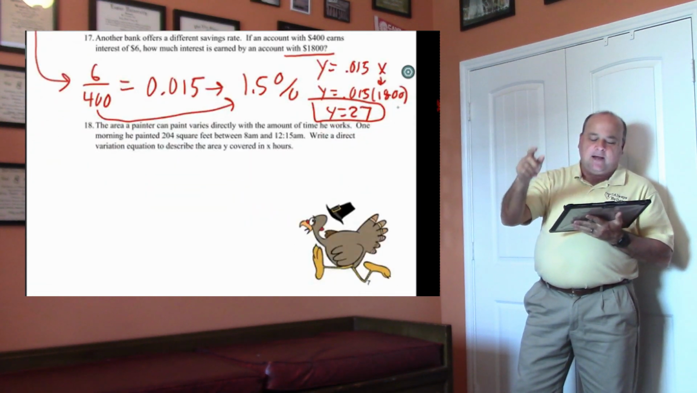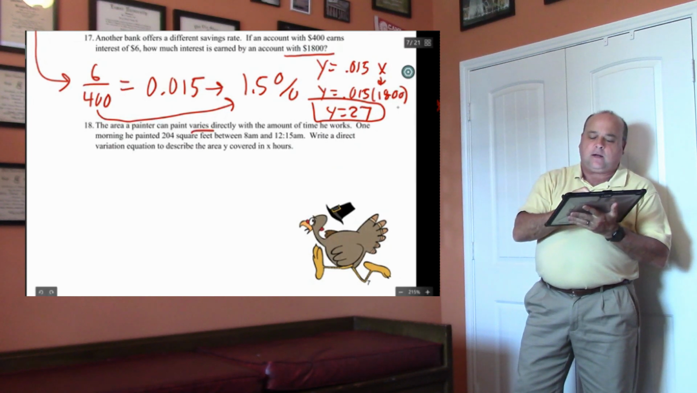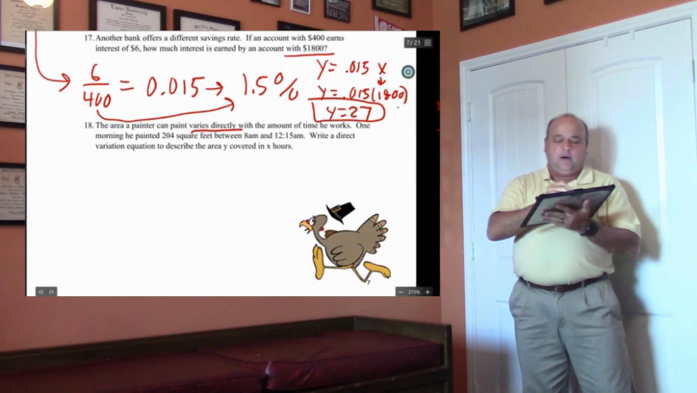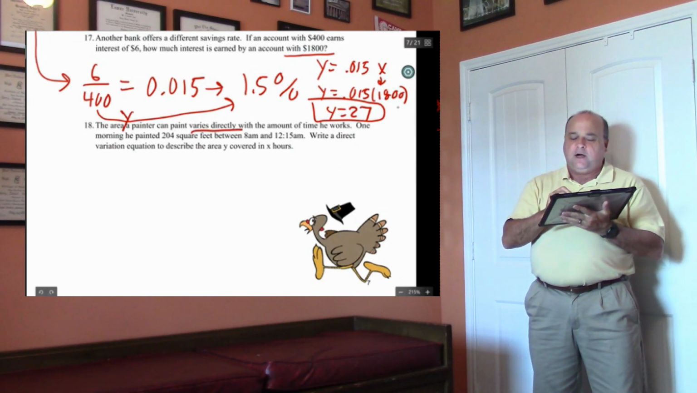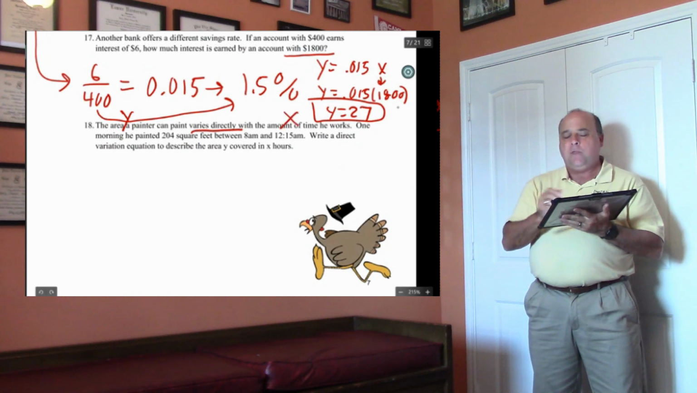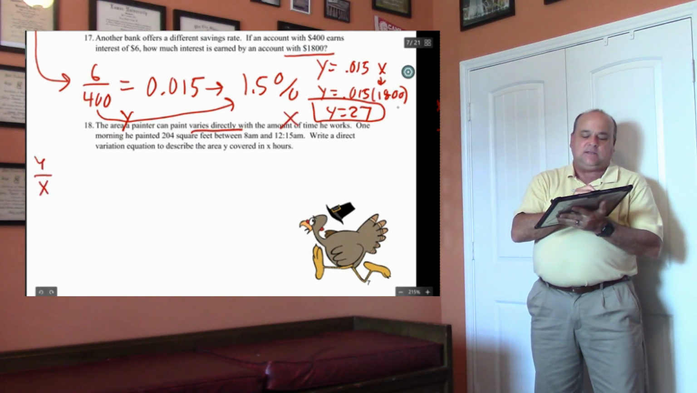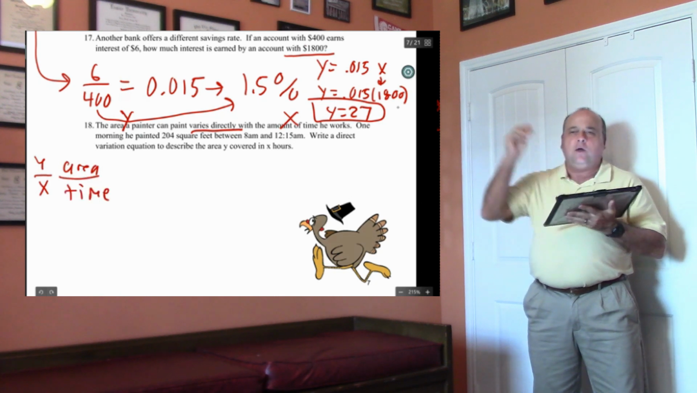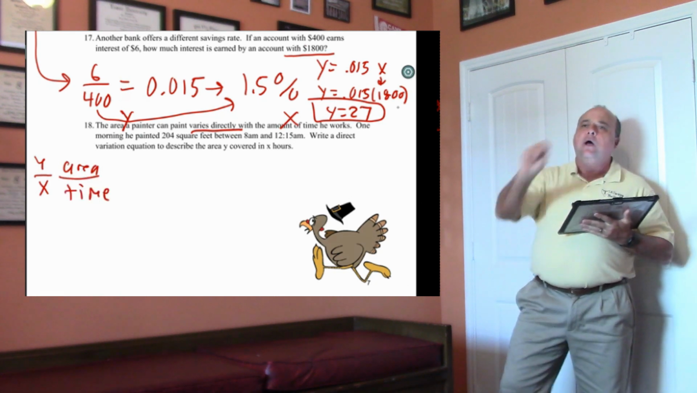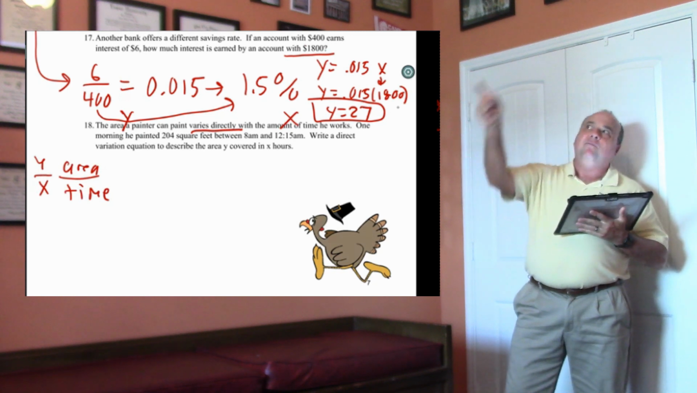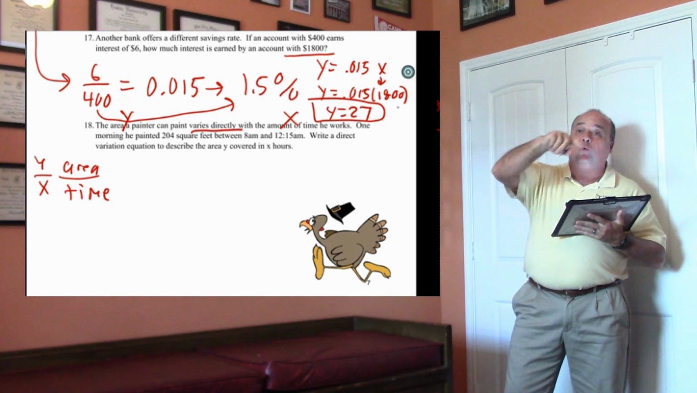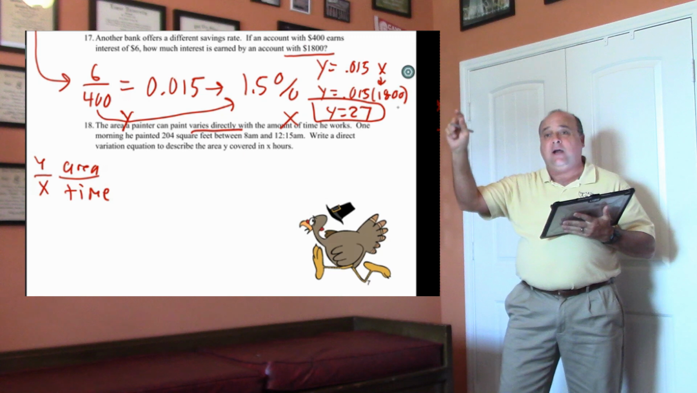The area of paint varies directly, underline that. The area, y, would vary directly with the amount of time. So write down y over x, write down area over time. Everyone understand what I just did there? Underline varies directly. Figure out what's in front of it, that's your y. What's after it, that's your x.